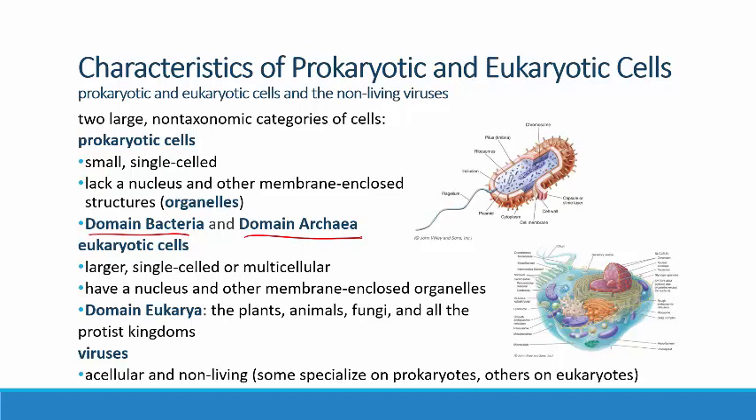Eukaryotic cells are larger and tend to be much more complex. They can be single-celled, and many of them are also multicellular. They have a nucleus, a region of the cell bounded by membranes that stores the DNA. They also have other membranous organelles within the cell. The eukaryotic cells all belong to domain Eukarya, which includes the plants, animals, the fungi, and all of the protist kingdoms. And there are multiple kingdoms.